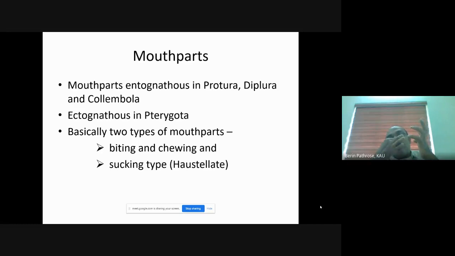In wingless insects, the primitively wingless insects, apterygote or non-insect group, such as Protura, Diplura, and Collembola, the mouthparts are endognathous. That is the reason why Proturans, Diplurans, and Collembolans are removed from the class Insecta. So the mouthparts are endognathous in Protura, Diplura, and Collembola, while it is ectognathous in Pterygota. Ectognathous means outside the head.